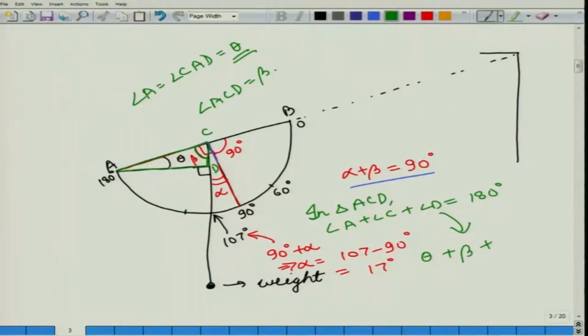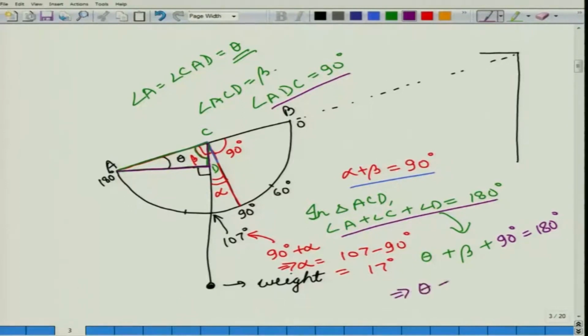So theta plus beta plus angle D. Angle D is angle ADC, which is 90 degrees, because this is our horizontal line and this is our vertical line. So both are going to intersect at 90 degrees. So angle ADC is 90 degrees. So this sum is equal to 180 degrees. So this would imply that theta plus beta is equal to 180 degrees minus 90 degrees, which is 90 degrees.